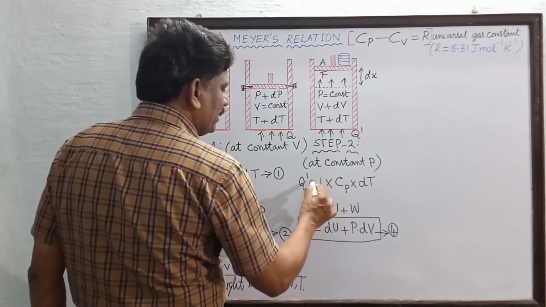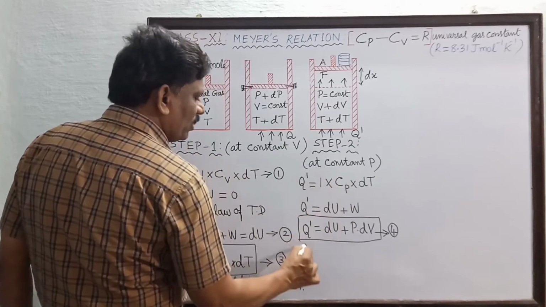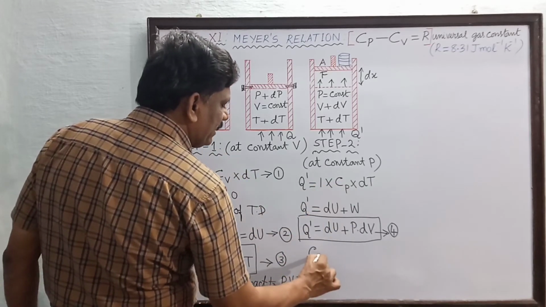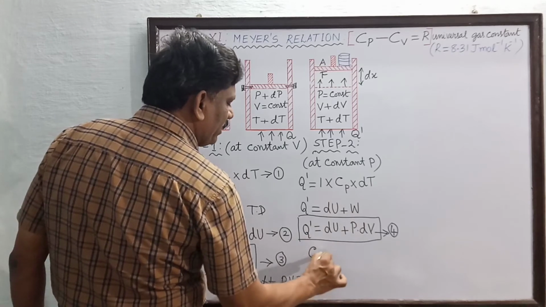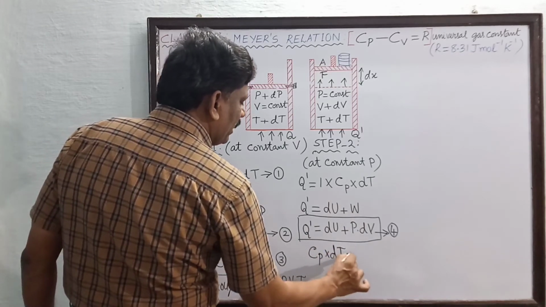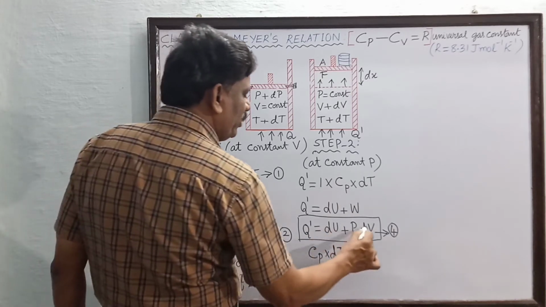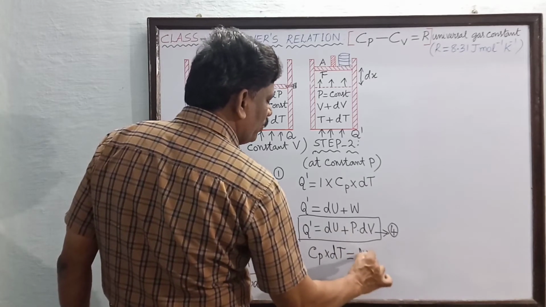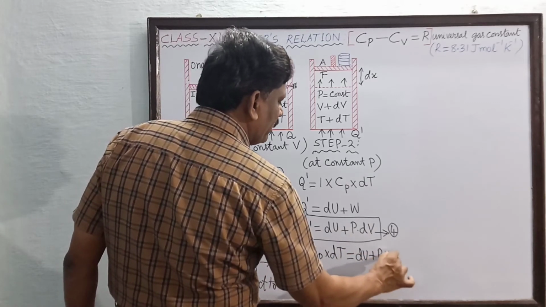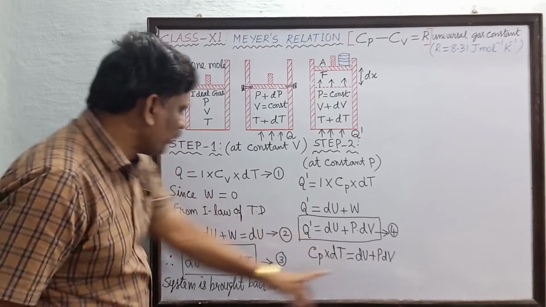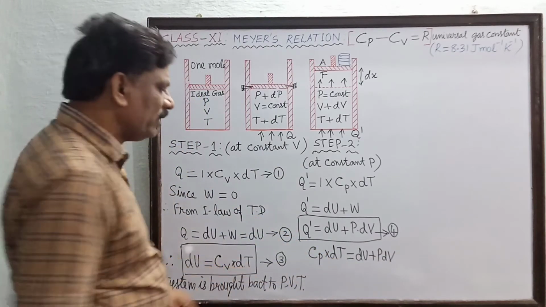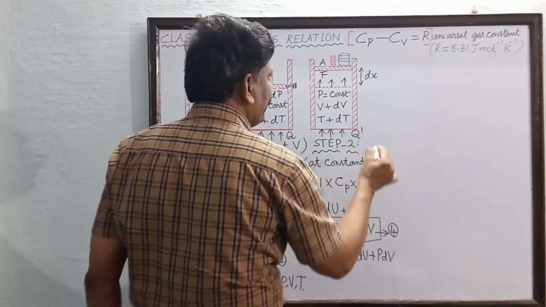So I can write this Q dash is equal to what? Q dash is equal to Cp into dT. And this is now equal to what? dU plus P dV. And instead of dU, I am going to substitute what is Cv into dT. So I will write here.